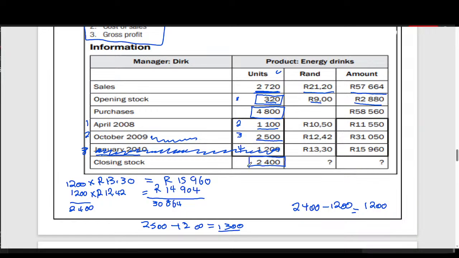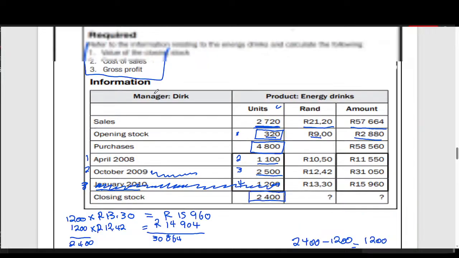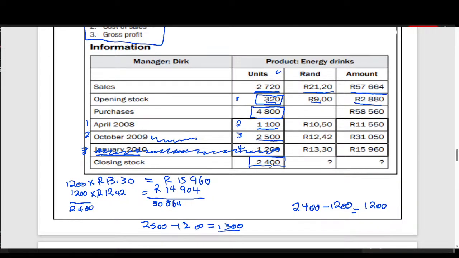Right. We go to the next question. The next question says, calculate the cost of sales. Okay. Now we need to know the cost of the stock that we have sold. I will quickly do it here. We need to know the cost of the stock that we have sold.